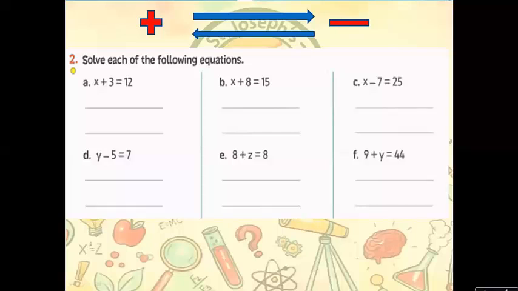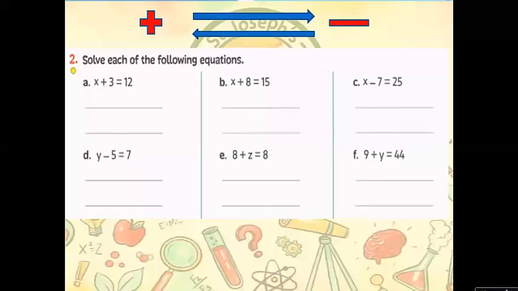Here we have some examples to know how to solve equations. Before we start, we convert plus to minus and minus to plus. Look at example A to understand: x plus 3 equals 12. You want to know the value of the unknown, which is x. We need to put x on one side and the numbers on the other side.